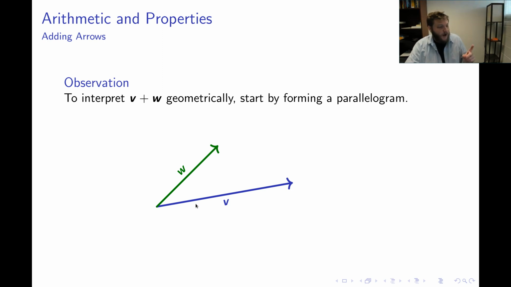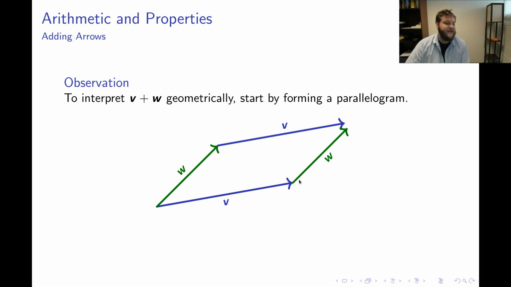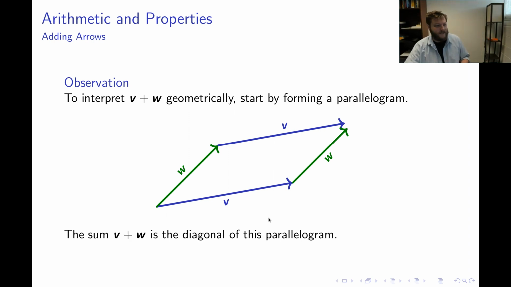I'm going to draw my v and my w in such a way that they emanate from the same point, so that they have the same tail. Then I'm going to put another copy of my vector w, so that its tail is the tip of my original v. And I'm going to put another copy of my vector v in such a way that its tail is the original tip for the original w. So this gives me a parallelogram. And now the idea is that geometrically, the sum of these two vectors is the diagonal of this parallelogram.